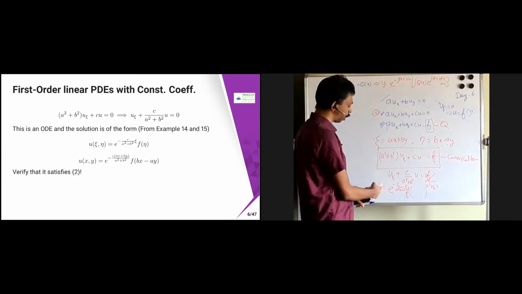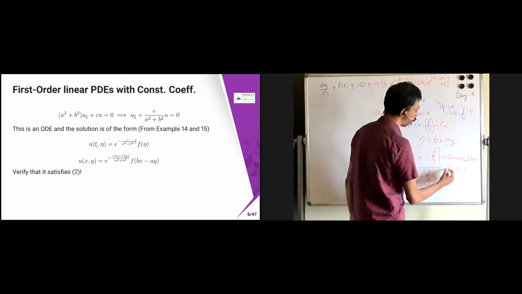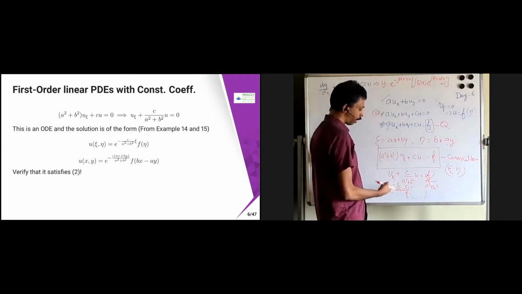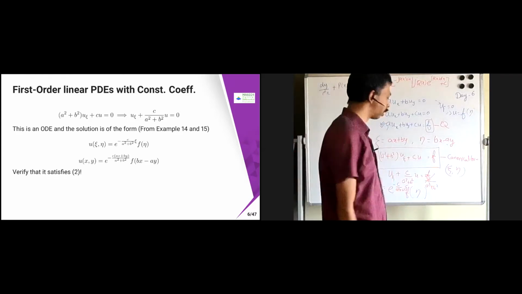the other variable. Chi is what is the coordinate for me now? Chi and eta is the coordinate. So instead of constant, F of eta. F of eta. Okay, that's all.